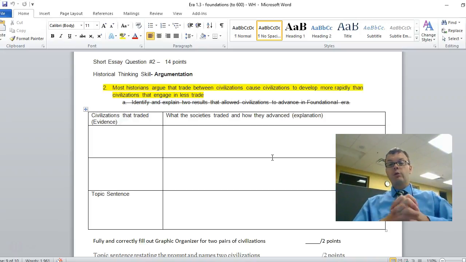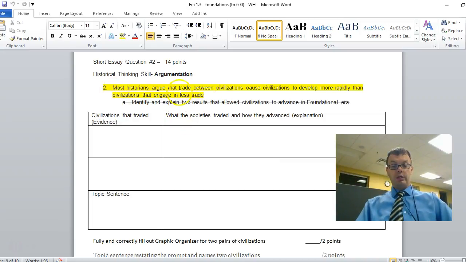So the short answer question 2 is worth 14 points. Your first question, those 2 paragraphs are worth 26. This one here is worth 14. And our skills, again, going to be argumentation, which means you can make a point and you can argue it and back it up with evidence, which is the biggest thing to do in this class.